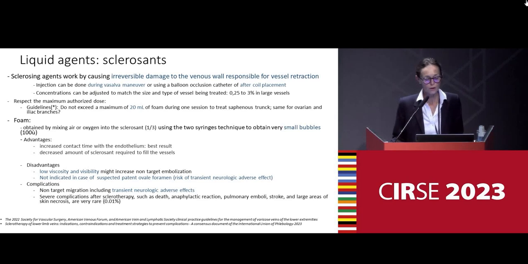Sclerosants are the old liquid agent used in this pathology. They are causing irreversible damage to the venous wall, and it's responsible for vessel retraction. Injection can be done during Valsalva maneuver or using balloon after coil placement, like with glue. And you can adjust the concentration to the size of the vessel you have to treat, with small concentration in very thin vessels and high concentration up to 3% in large vessels.